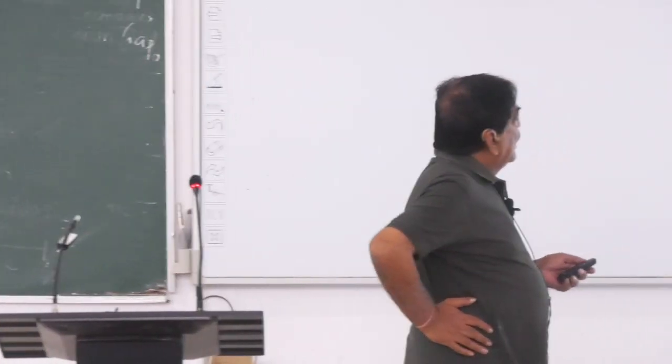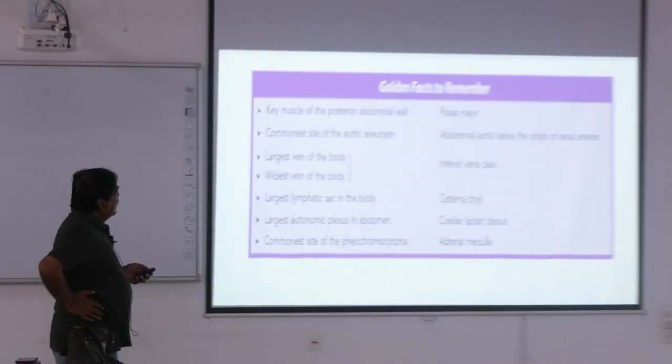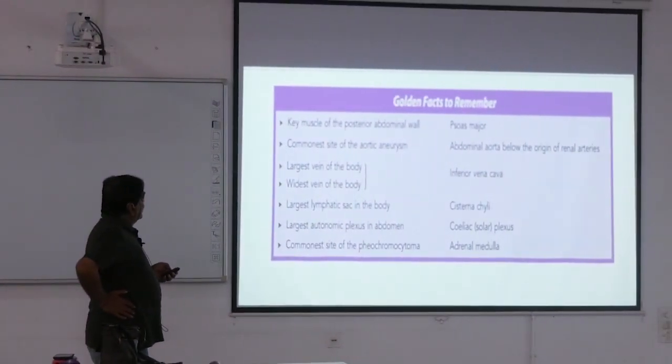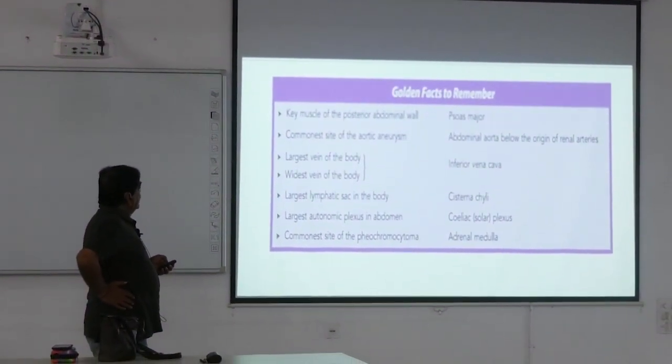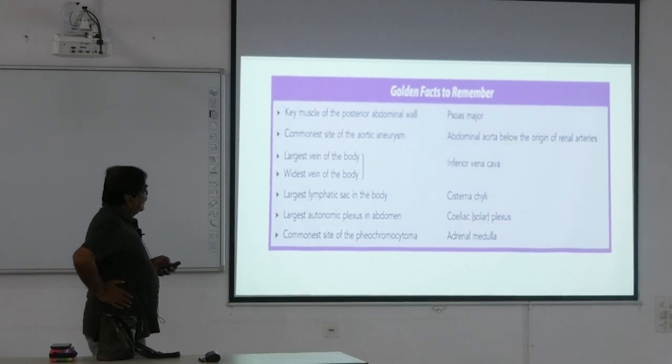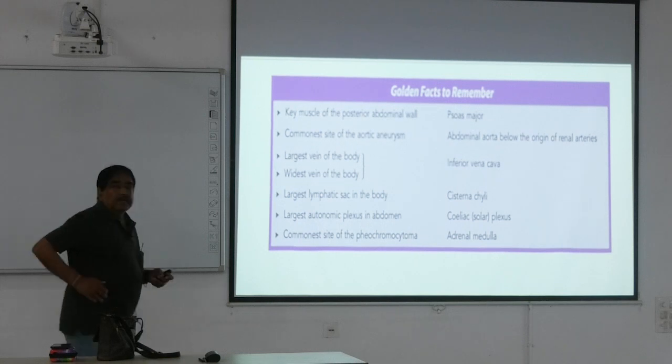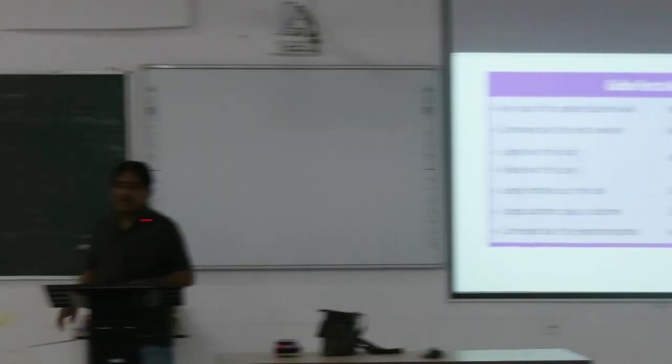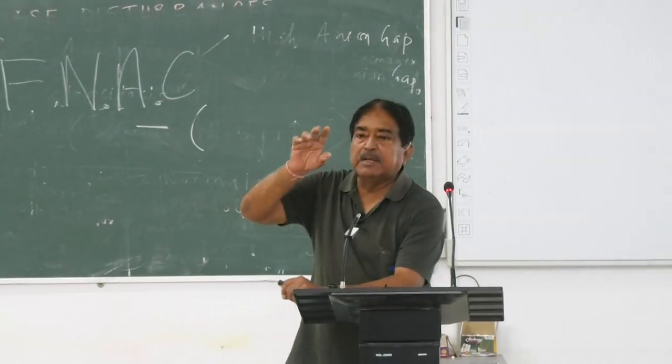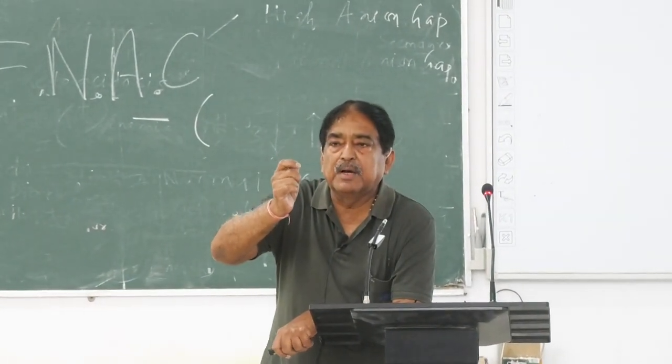Longest and largest vein of the body, inferior vena cava, widest vein of the body, inferior vena cava, largest lymphatic sac in the body is cisterna chyli, and largest autonomic plexus of the abdomen, celiac or solar plexus, commonest site of pheochromocytoma is adrenal medulla. Now, why am I telling you? Because even you see a USG playing.